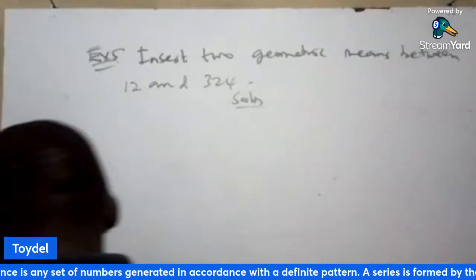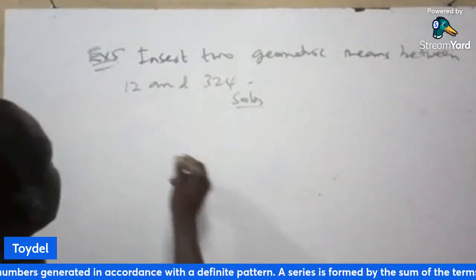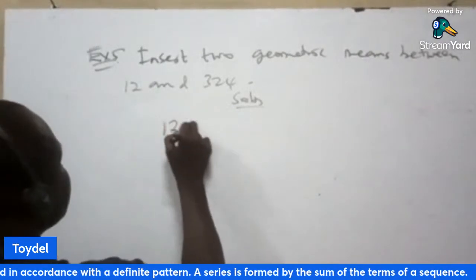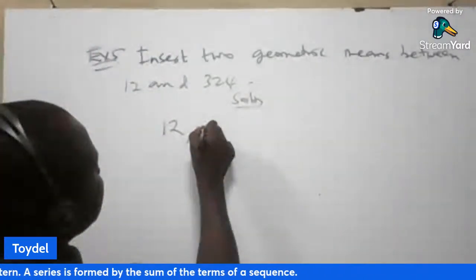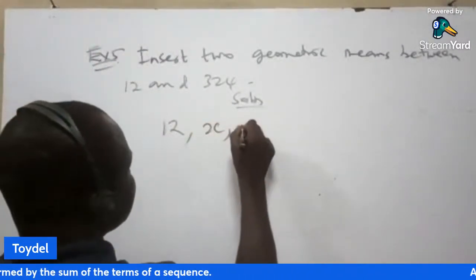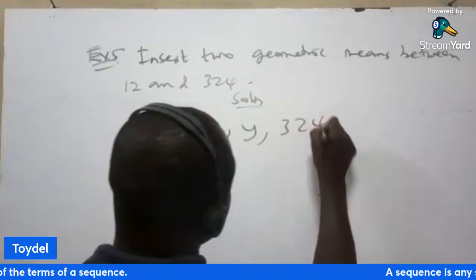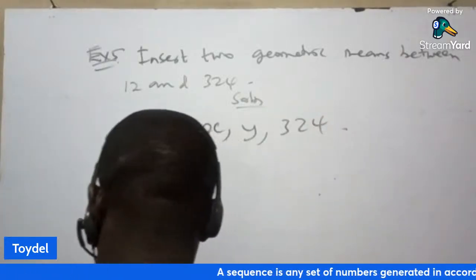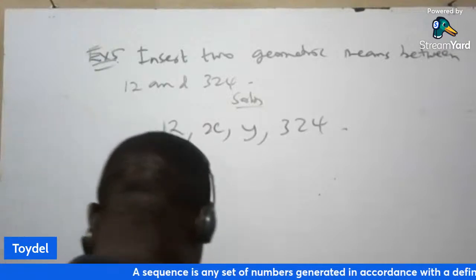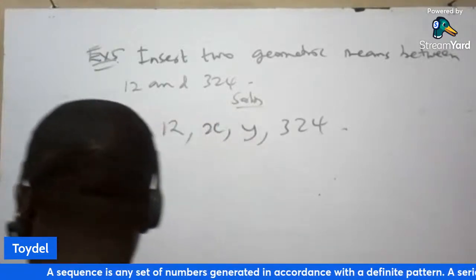So we have to insert two geometric means between 12 and 324. Let's say this is 12, then let the two numbers be x and y, then this is 324. So what do we do? Let the two numbers be x and y.